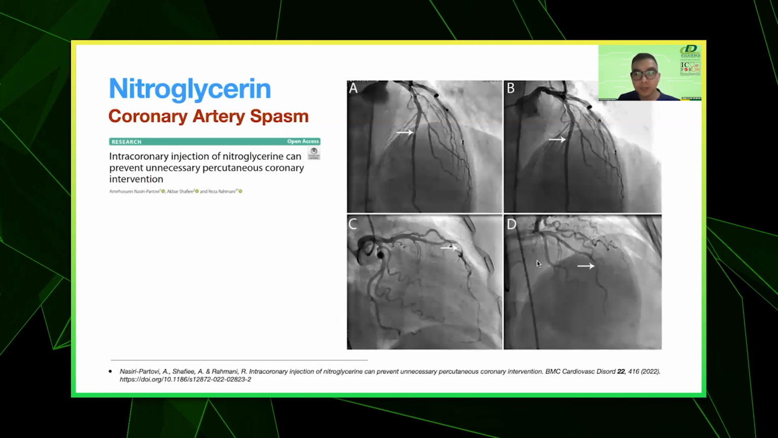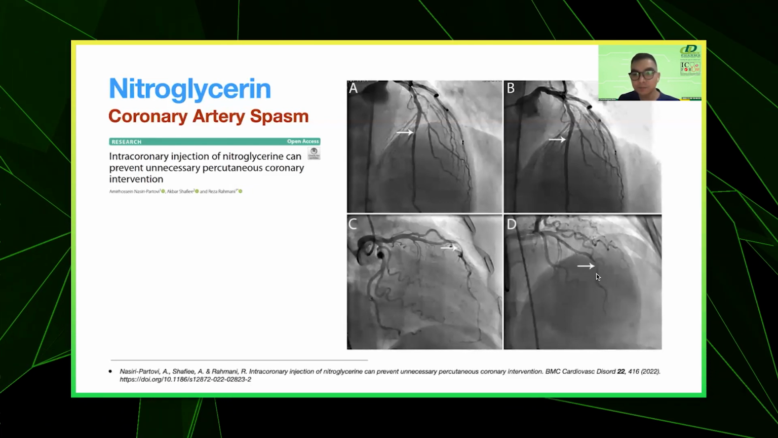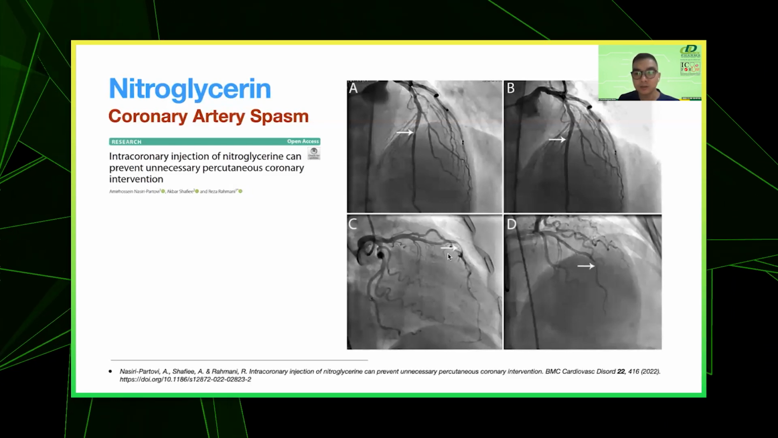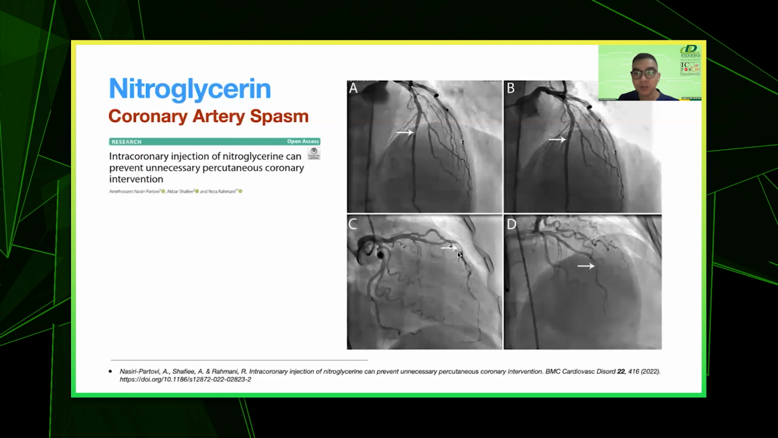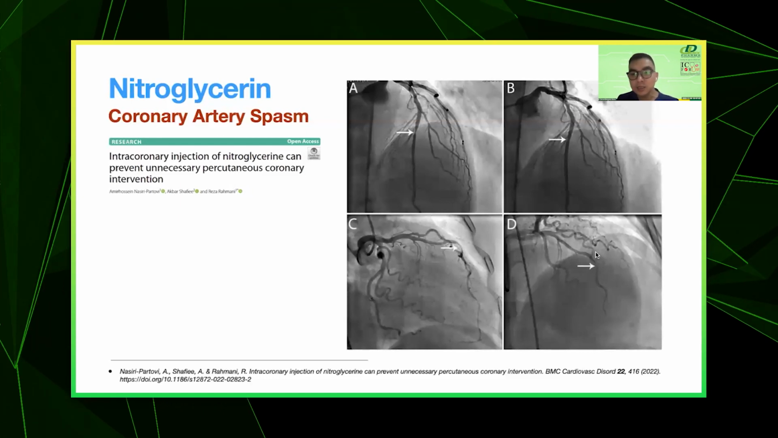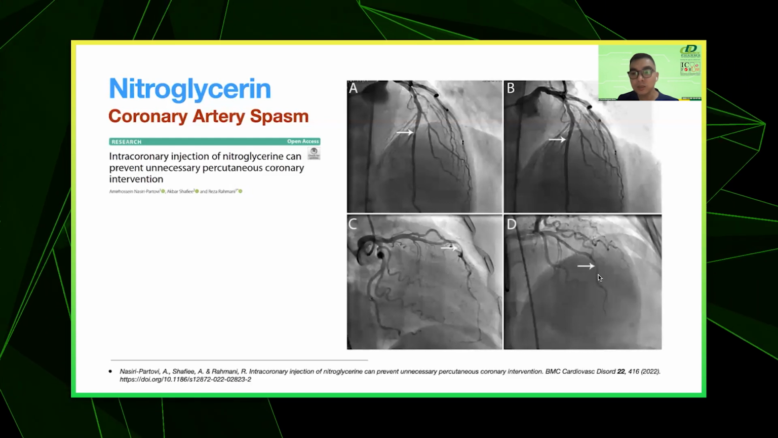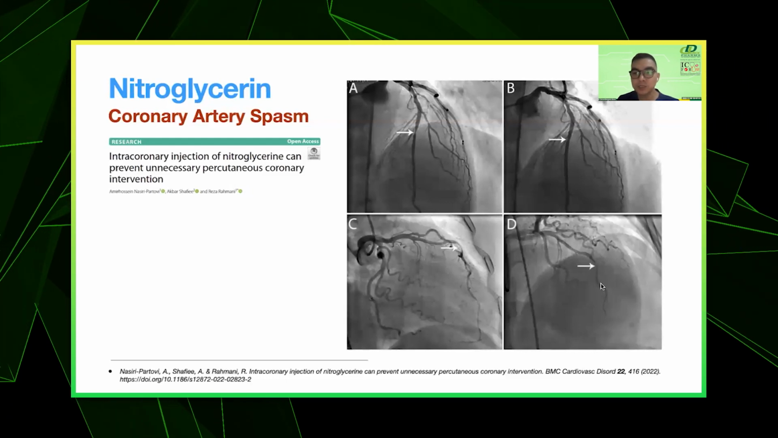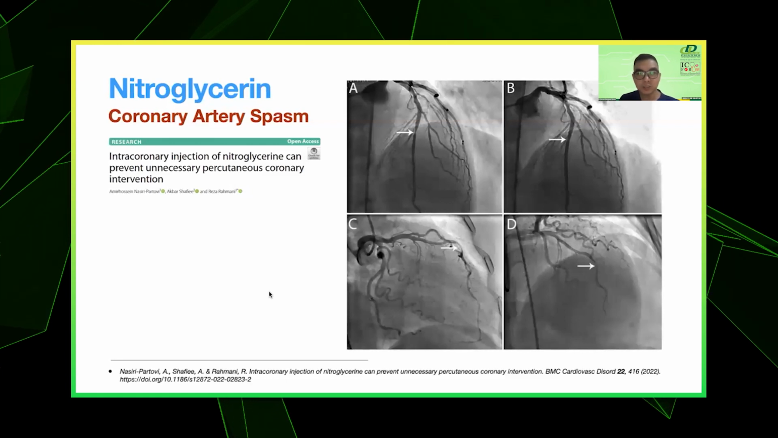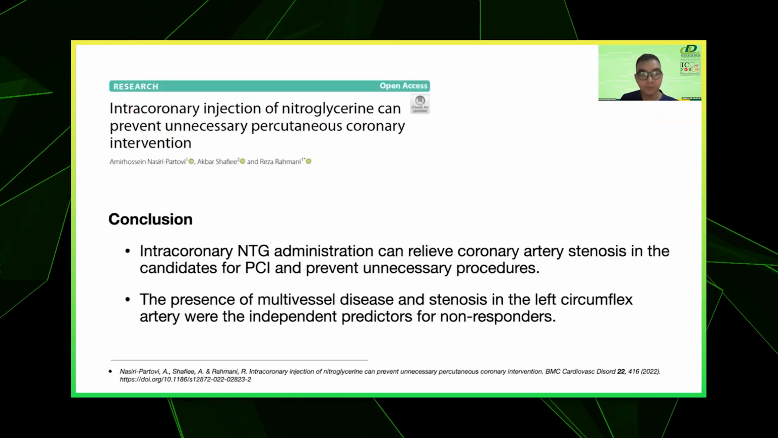But in the CAD, this is a fixed obstruction. This is true narrowing of the coronary artery. So in this case, after administration of intracoronary NTG, there is still obstruction. Maybe this patient would need PCI or stenting. But in coronary artery spasm, there's no need for stenting for that purpose.